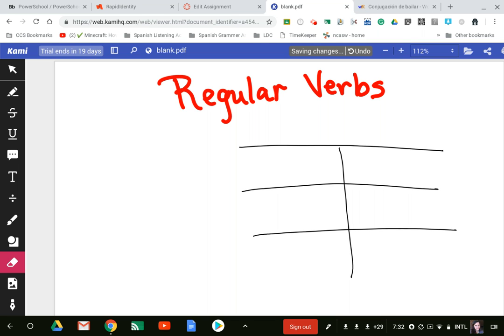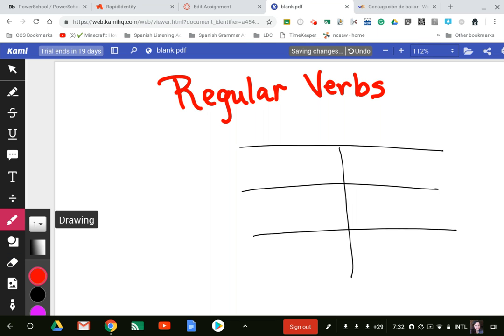Alright, this video is for you to refresh your memory on how to conjugate regular verbs in Español. Hopefully you remember from Spanish 1 that all verbs in Spanish end in either AR, IR, or ER. Okay, all verbs in Spanish end in either AR, IR, ER.